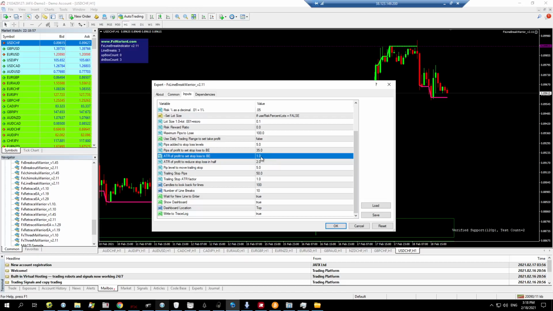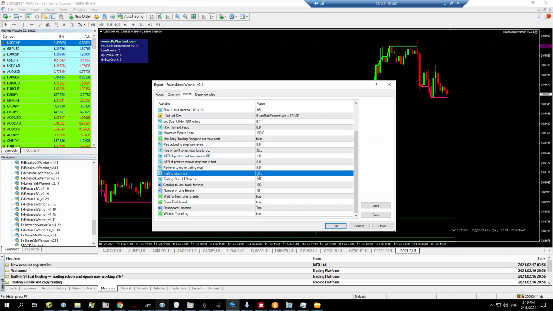This number is multiplied by the daily trading range to get the number of pips of profit. Okay, so let's try and see what he has here. So he has 1.0, 2.0. Okay, so we're just going to leave it here. Pip level to move to trailing stop. Trailing stop pips. Trailing stop ATR factor. Candles to look back for lines. I'm going to go ahead and do 350 because I wanted to look back.